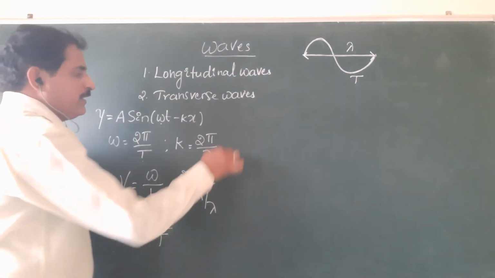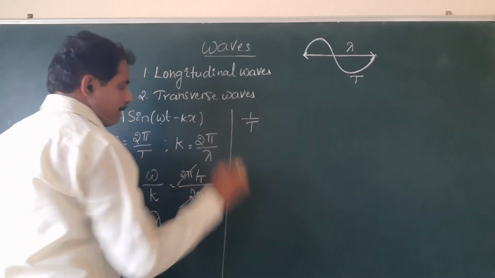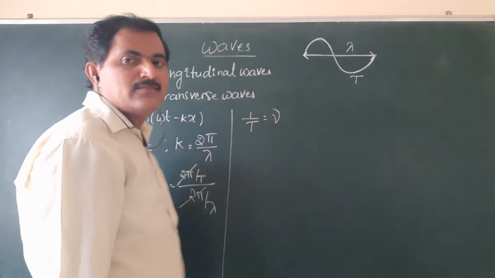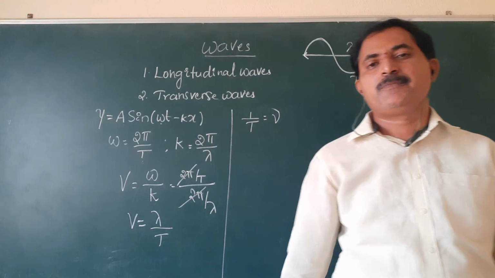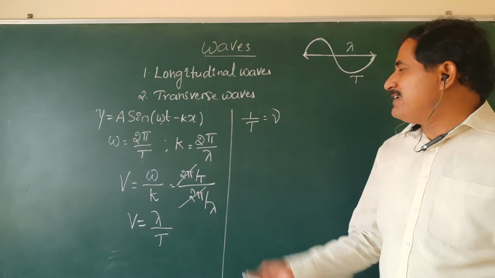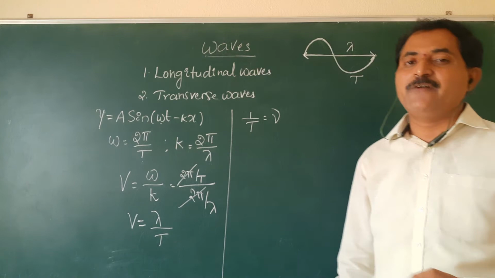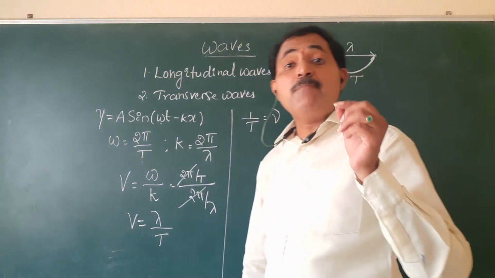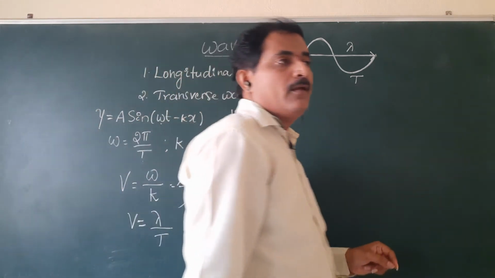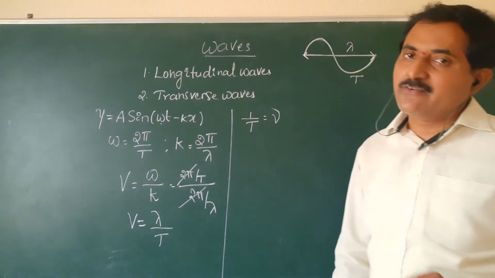Next, one more thing. Here, you see carefully, 1 by T is there. Here 1 by T is called frequency. Now let us define what is frequency. In one way we can define frequency as the reciprocal of time period. In another way also we can define frequency: that is the number of oscillations completed in 1 second.